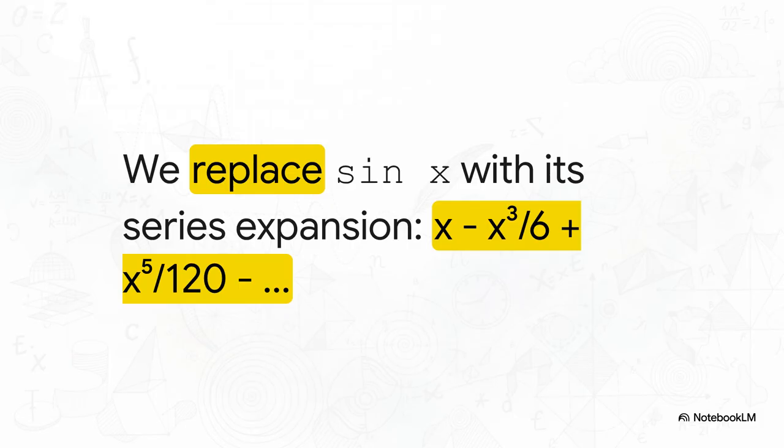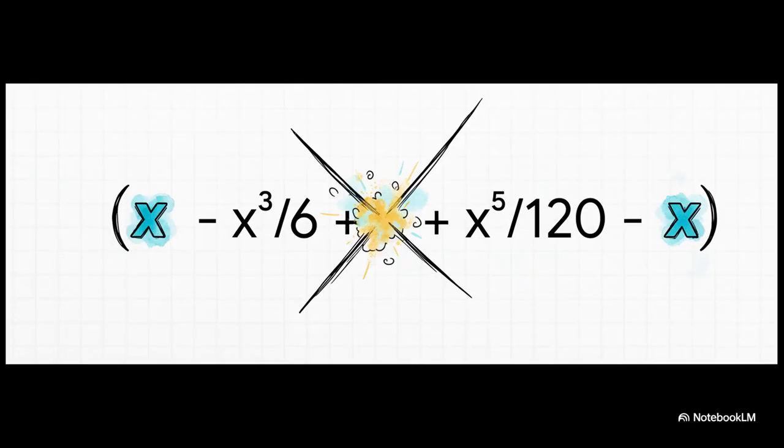We know the Taylor series for sine of x, so we're just going to swap it right into the limit. This is that huge aha moment. We're changing the problem from a limit of a complex function to a limit of a simple polynomial. Now just watch what happens.